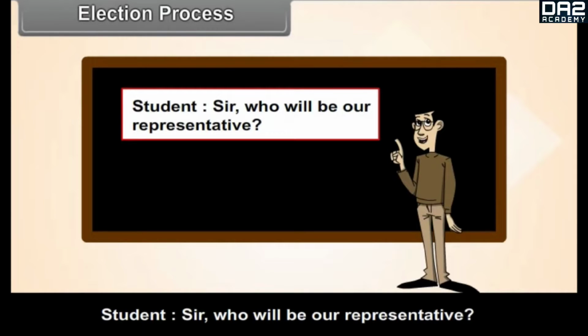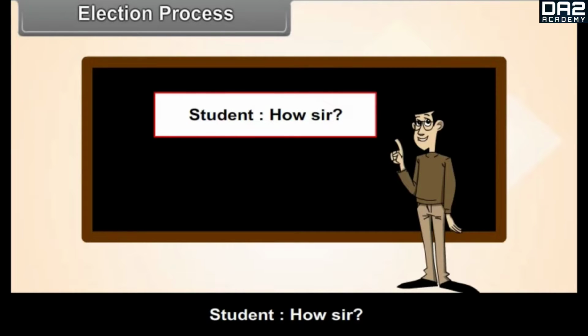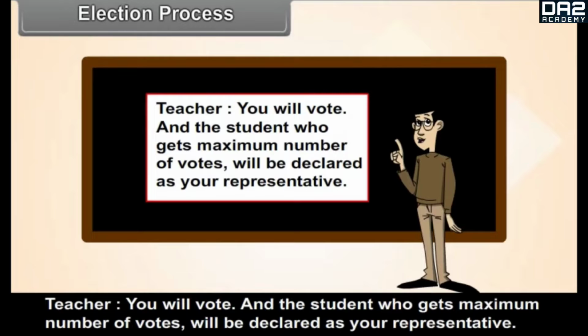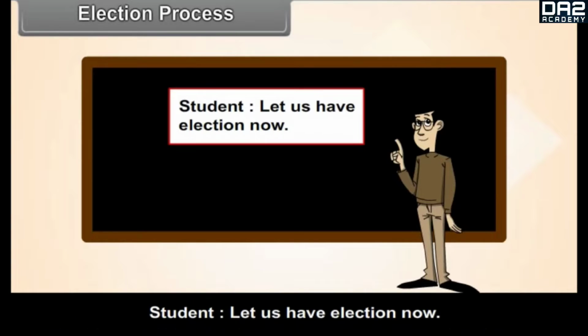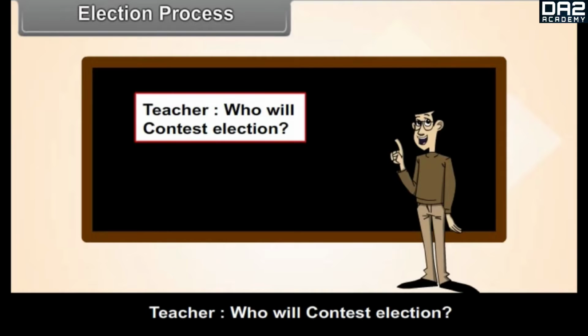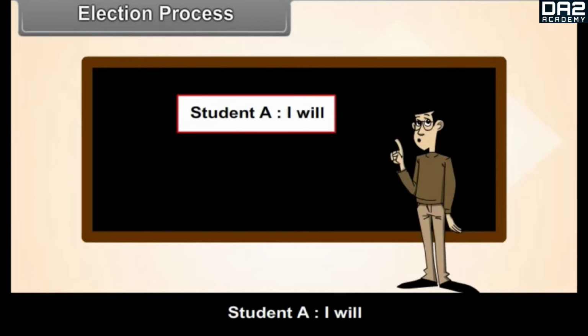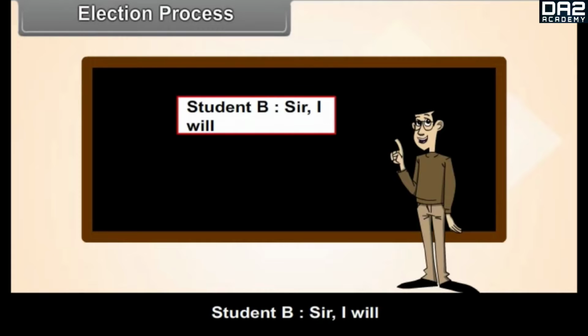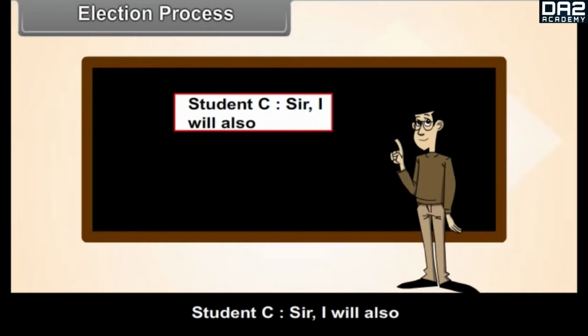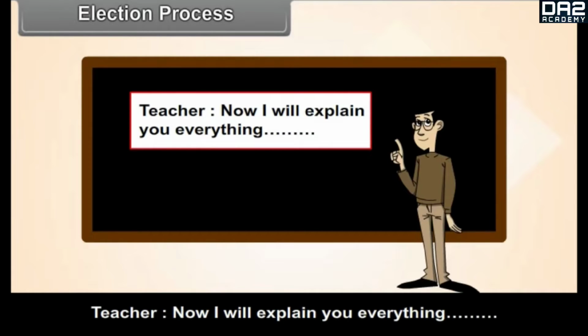That student will be called your representative. Student: Sir, who will be our representative? How, sir? Teacher: You all will vote, and the student who gets the maximum number of votes will be declared as your representative. Student: Let us have an election now. Teacher: Who will contest the election? Student A: I will. Student B: Sir, I will. Student C: Sir, I will also. Teacher: Now I will explain everything to you.